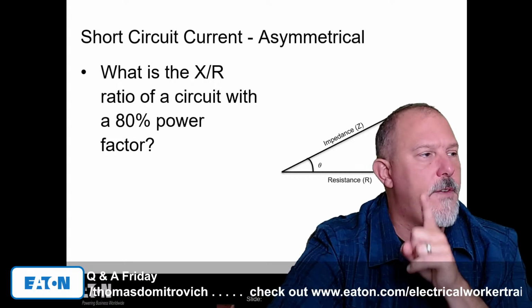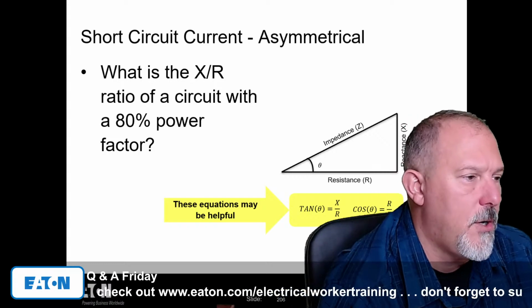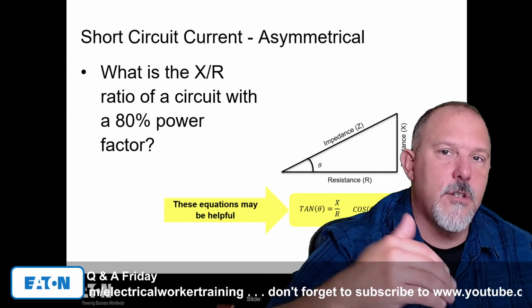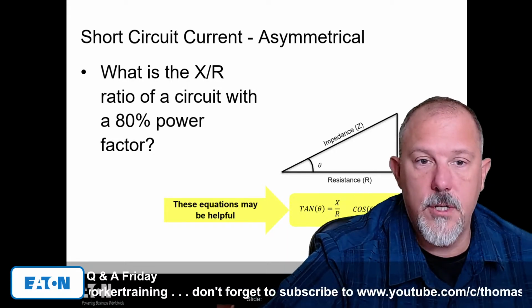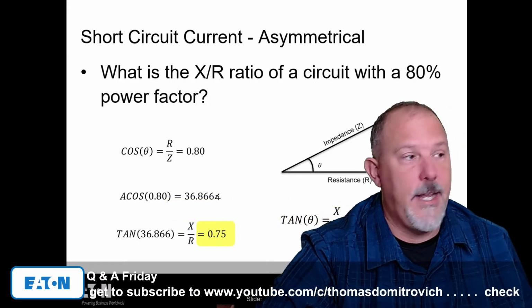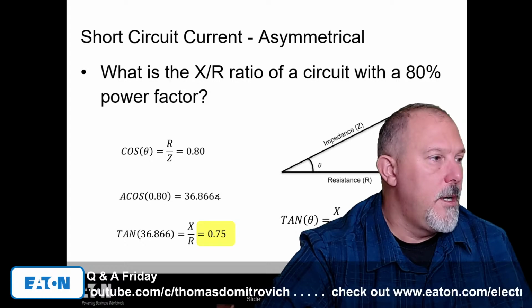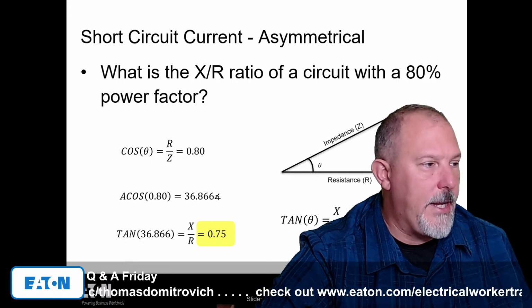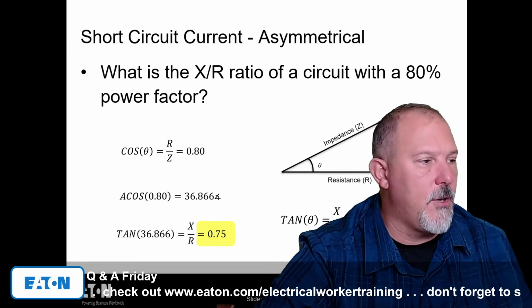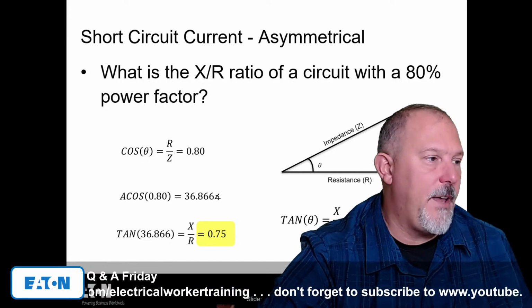And I do an example. So what is the X to R ratio of a circuit with an 80% power factor? You know your inverse tangent: the inverse tangent of X over R is your theta. So tan theta is equal to X over R. So for 0.8 power factor, cosine of theta is 0.8. You take the inverse cosine of 0.8, and that gives you your angle, and then you take the tangent of your angle, and that tells you that an 80% power factor is 0.75 X to R ratio.